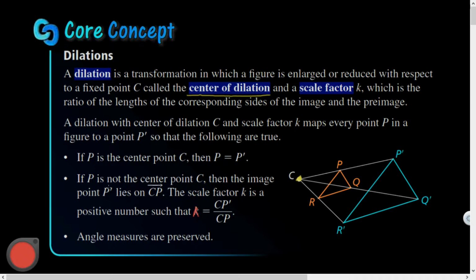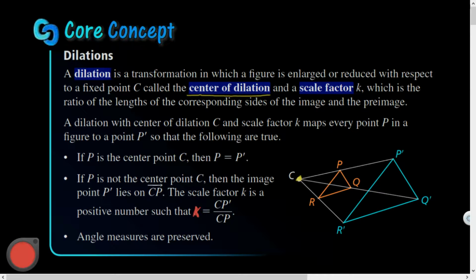Agreed, yes. If P is not the center point C, then the image point P prime lies on ray CP, and the scale factor K is a positive number such that K is equal to CP prime over CP. And then here's the fact. I think I tricked some of you guys on this one. Angle measures are preserved. So you do not multiply the angle measures by K. The angles are congruent, but the side lengths have been scaled up by the factor of K.